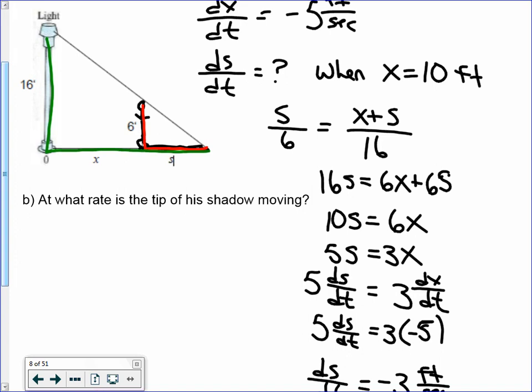Got it? Anyone have questions on that part? No? All right, let's see what else they want to know here. At what rate is the tip of his shadow moving? Okay, we want to know how fast the tip of his shadow is moving, because a couple things are going on here. The tip of the shadow is moving, one, because it's connected to the guy, right? And the guy is walking at 5 feet per second. And also, it's moving because the shadow length itself is shrinking at 3 feet per second. Right? So we want to know at what rate the tip of his shadow is moving.